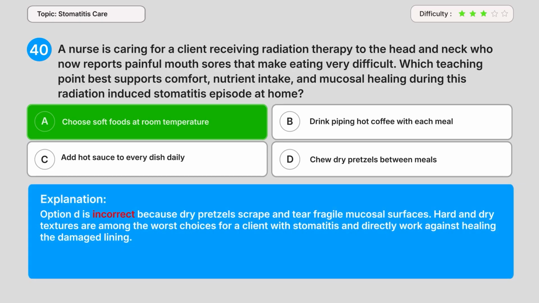Option D is incorrect because dry pretzels scrape and tear fragile mucosal surfaces. Hard and dry textures are among the worst choices for a client with stomatitis and directly work against healing the damaged lining.